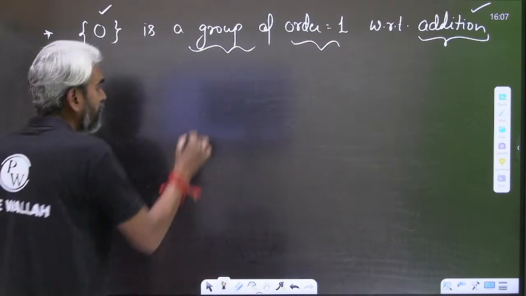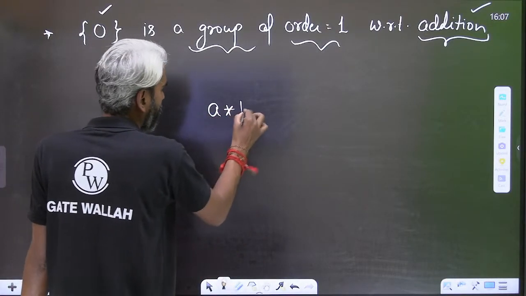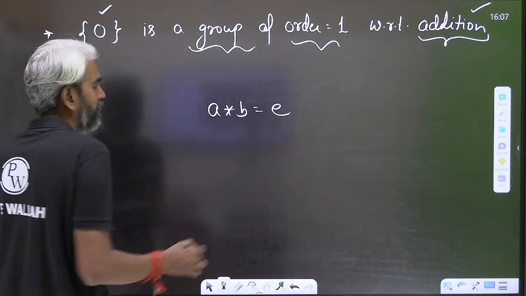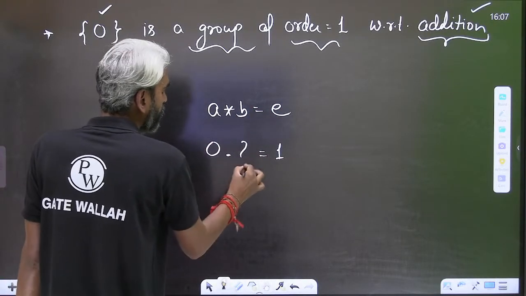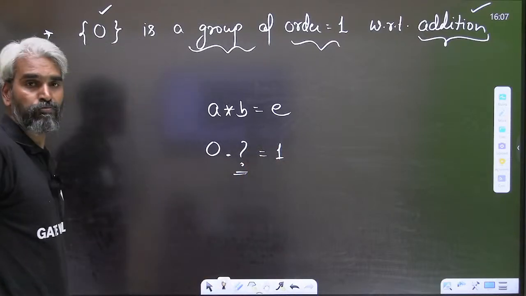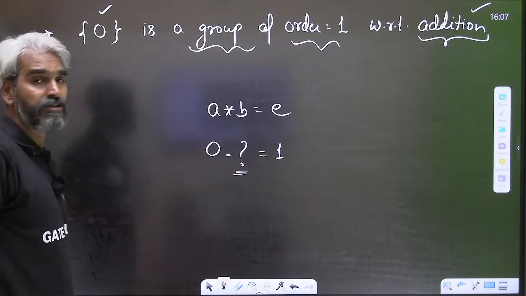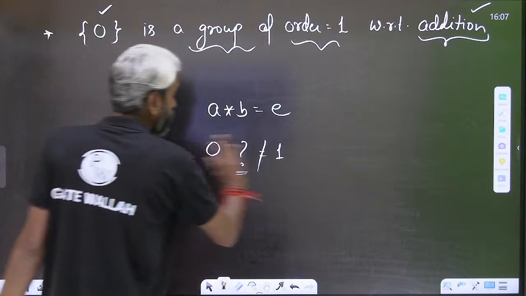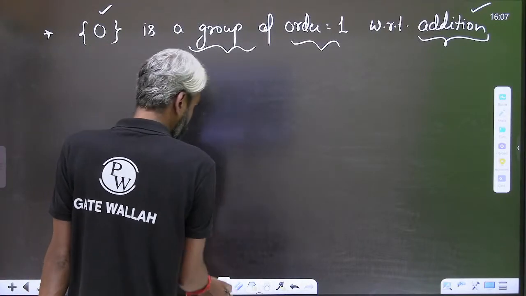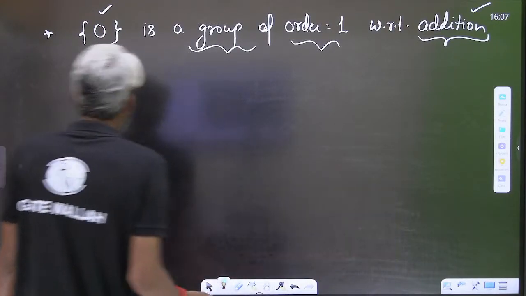So, two elements are inverse of each other if their binary operation comes out as the identity element. But with respect to multiplication, the identity element is 1. So, no matter with what element we multiply 0, the result will never be 1. Therefore, the inverse of 0 does not exist with respect to multiplication.